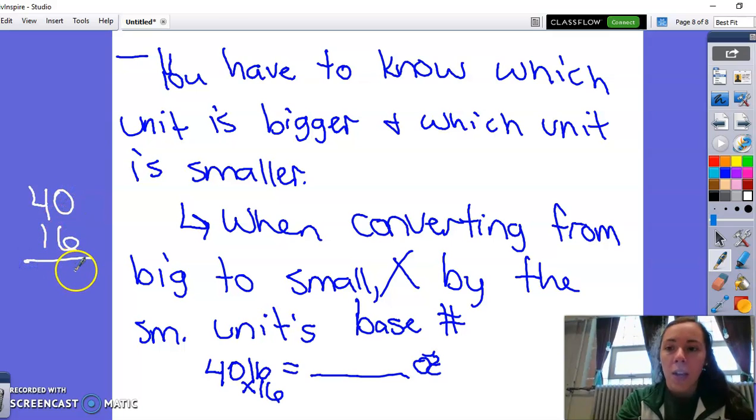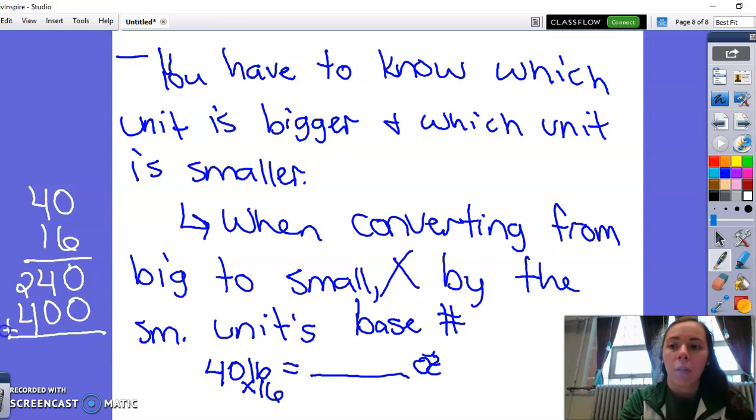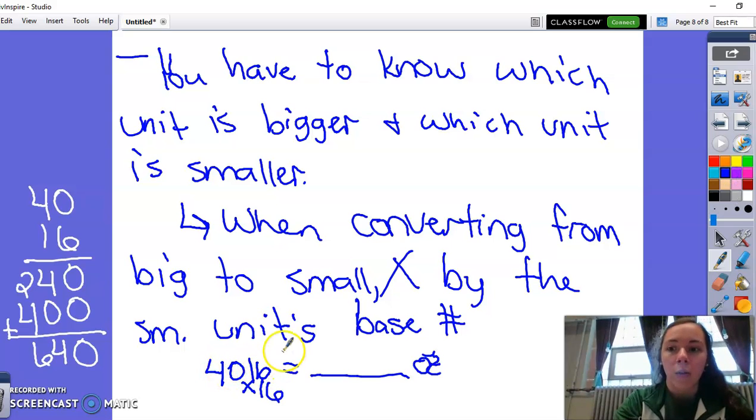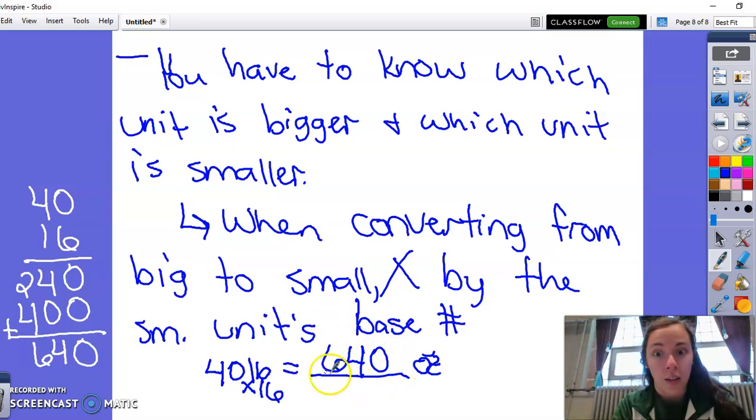6 and 0 make 0. 6 and 4 make 24. Lay a dinosaur egg. 1 and 0 make 0. 1 and 4 make 4. Add them. 0 and 0. 4 and 0. 2 and 4. So, 40 pounds is 640 ounces. Remember I talked about there being a lot of littles? There's a lot of littles in 40 pounds, huh?